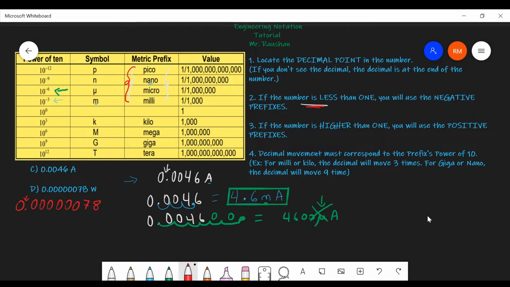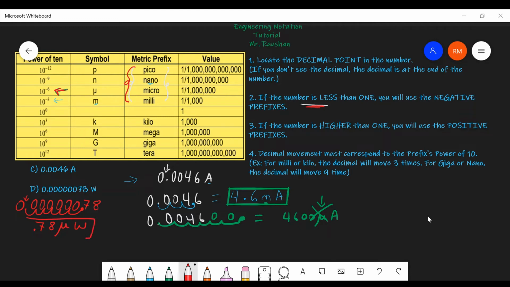What happens if you use micro? Remember, if you're using micro, you have to move the decimal 6 times. Let's try to do that. 1, 2, 3, 4, 5, 6. We end up here. So my answer is going to be 0.78 microwatts.